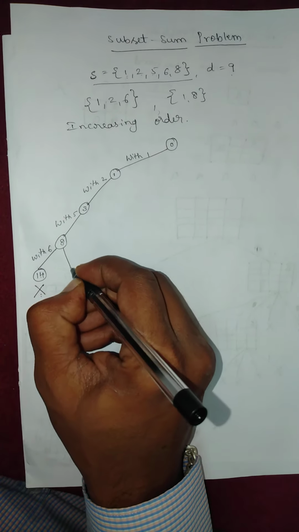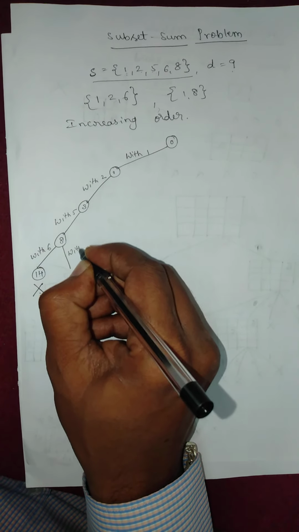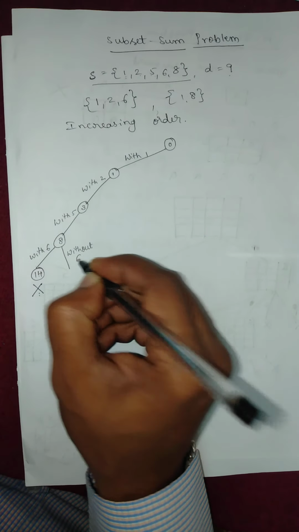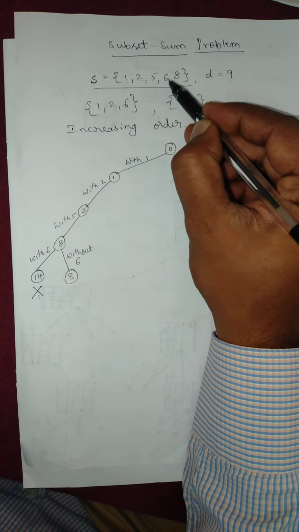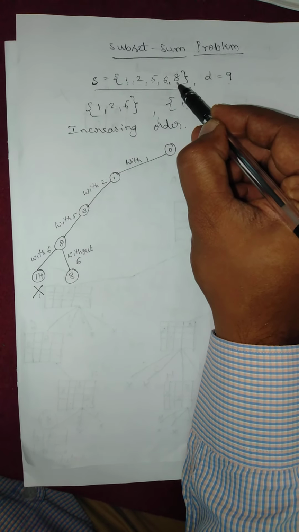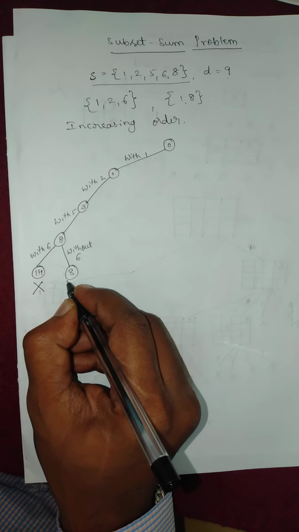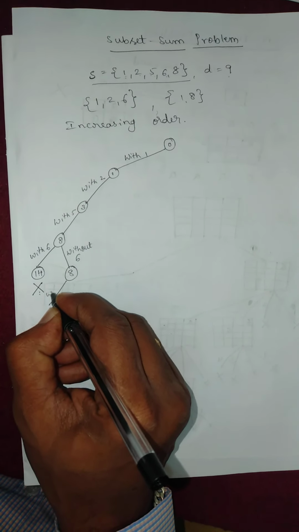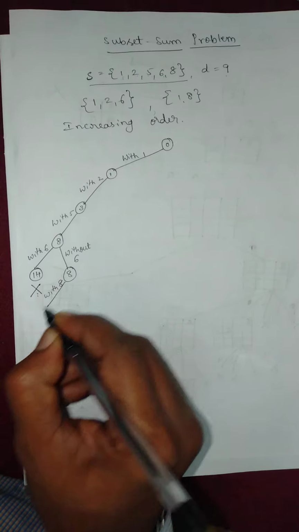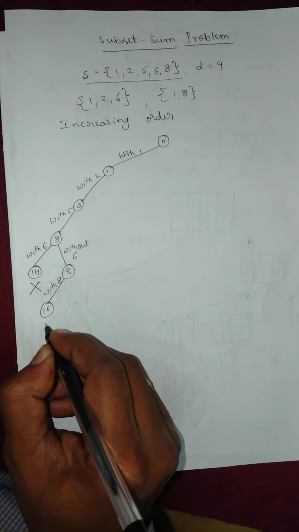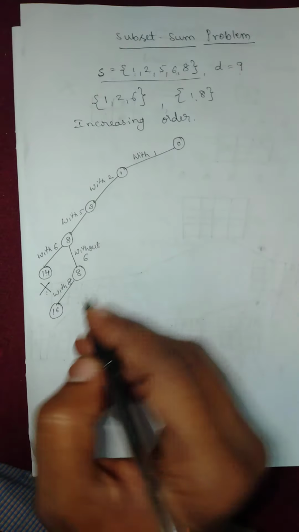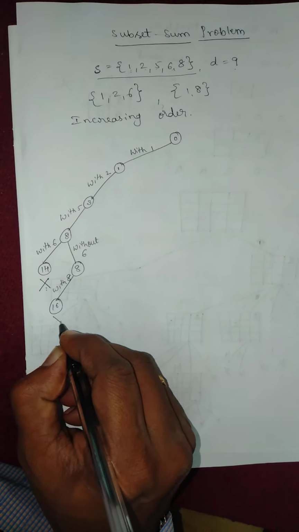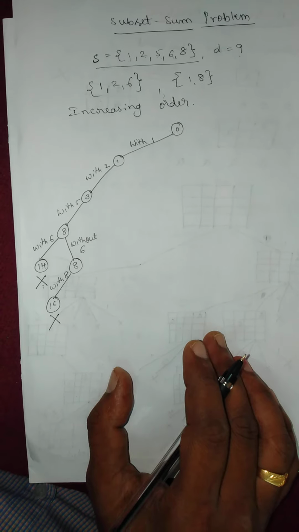By including 6 I obtained 14. Therefore now include without 6. So without 6 it will be 8 itself, isn't it? After 6, what is the next element? 8. Therefore let us try including 8. With 8, what is the sum? It is 16. So 16 is greater than 9, the D value. Therefore once again I kill this subset.